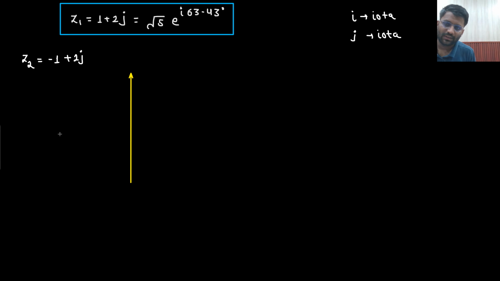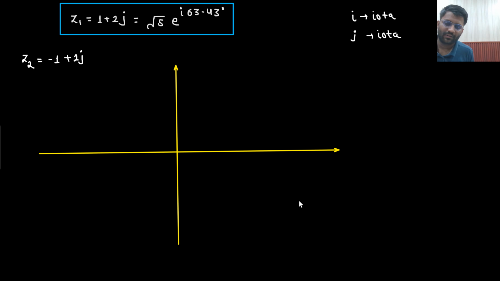What does our concept say? You need to represent the number. Let's make the diagram a bit bigger. Where would it go? It would go in the second quadrant, no? Minus 1 plus 2 iota. Let's just say this is the number. Minus 1 plus 2 iota. Right? X equals minus 1, y equals 2.